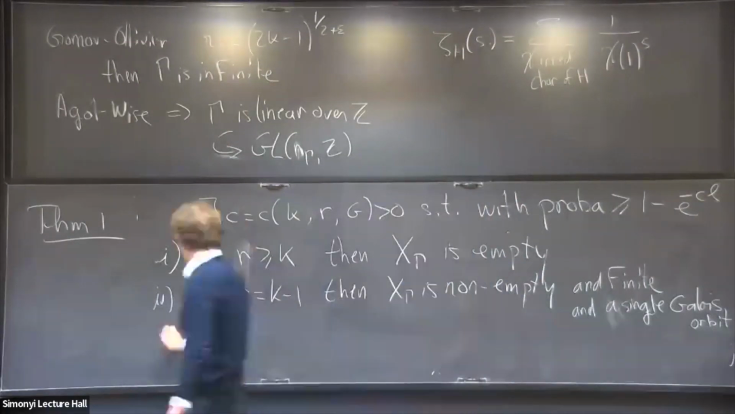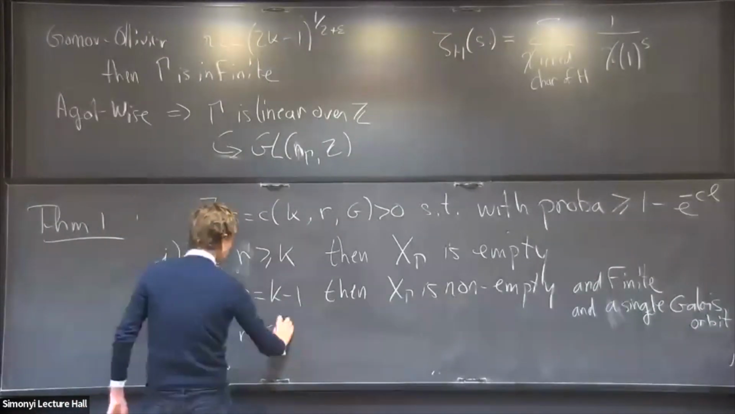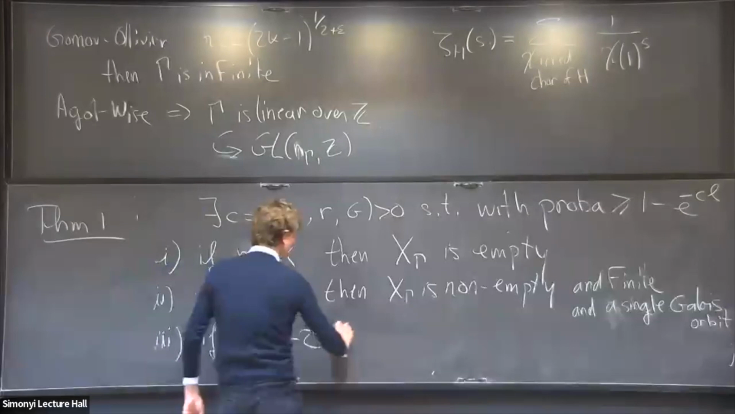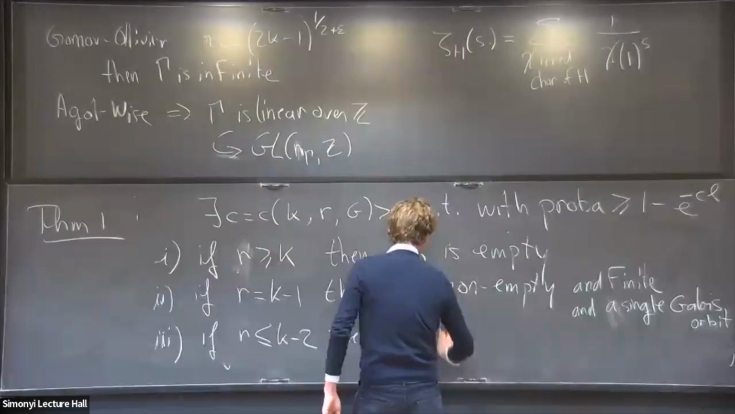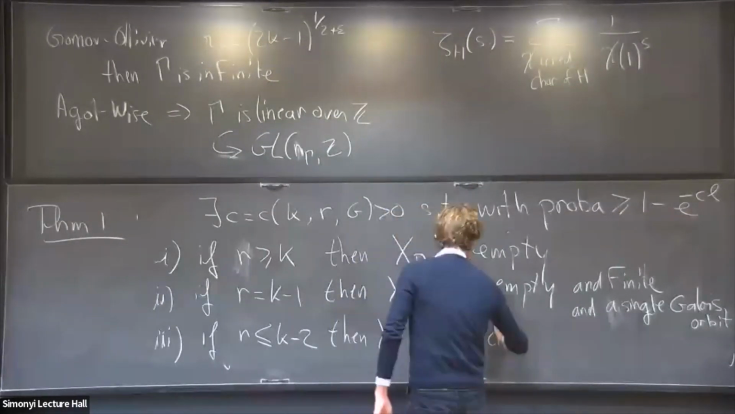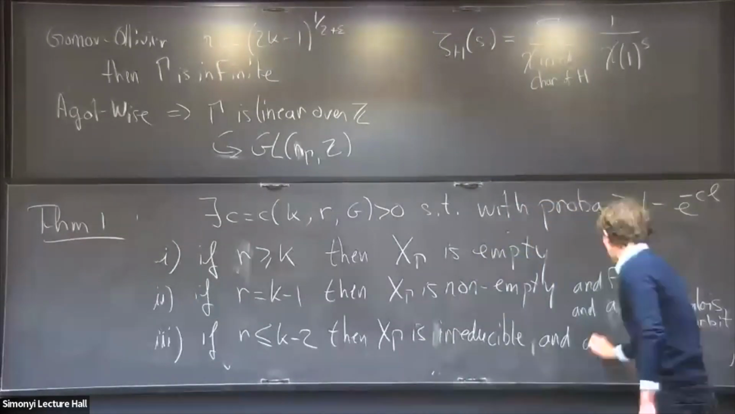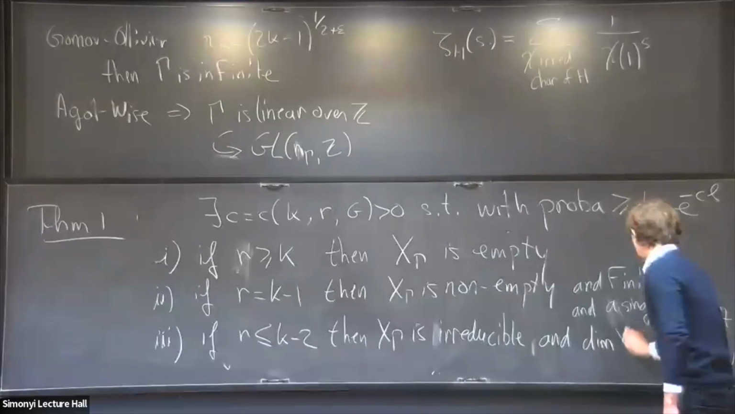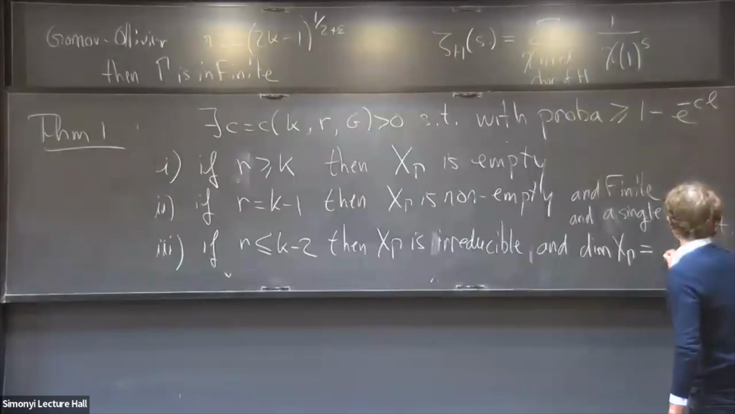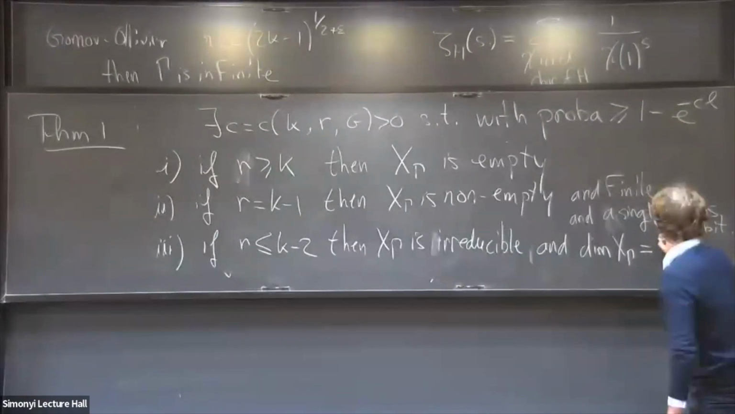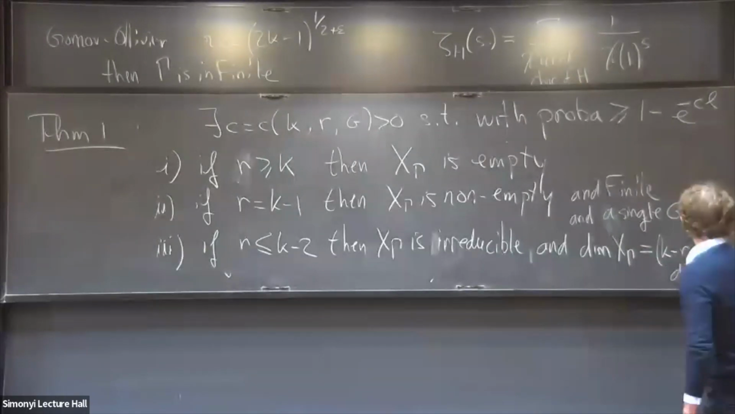On the other hand, if you have fewer relations, R at most K minus 2, then X gamma is absolutely irreducible, and its dimension is what you expect. It is equal to K minus R minus 1 times the dimension of G.